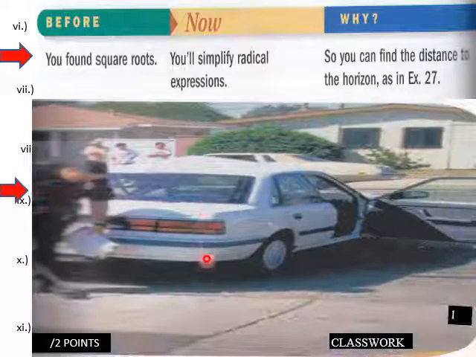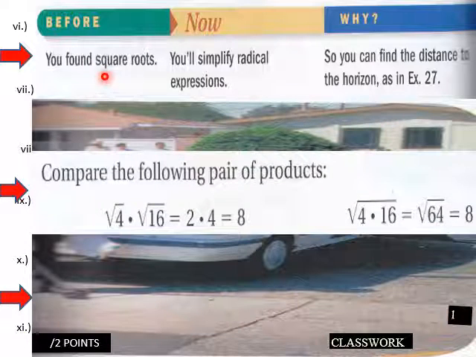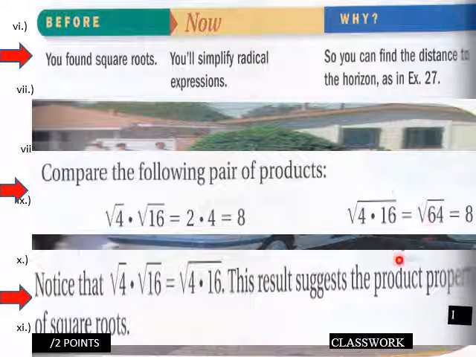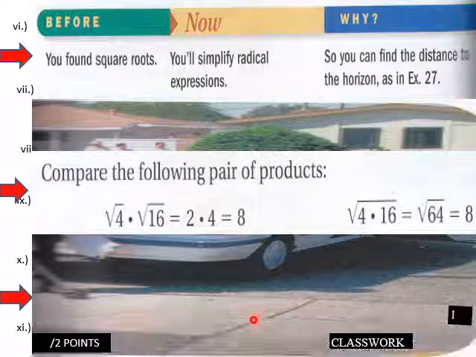Into our lesson today, you found square roots. Compare the following pair of products. So we have radical 4 times radical 16 equals 2 times 4 equals 8. So this would be the same thing as the square root of 64. You can factor it into radical 4, radical 16, the same thing. These are two perfect squares here. So this result suggests a product property of square roots.